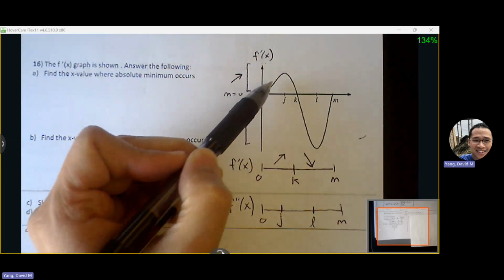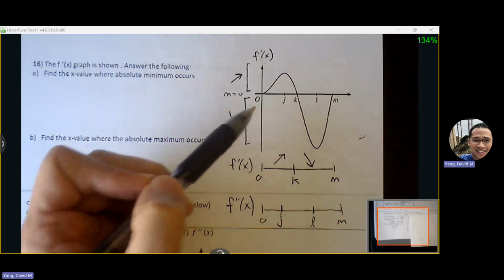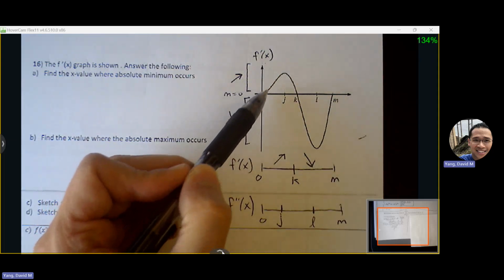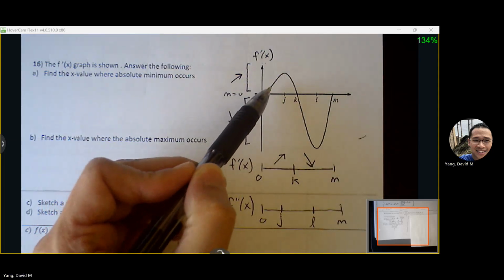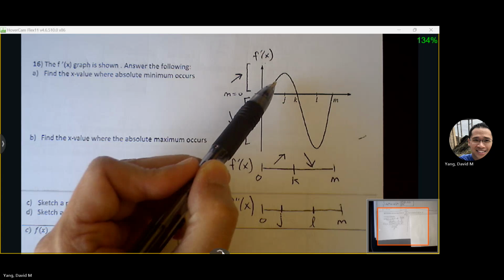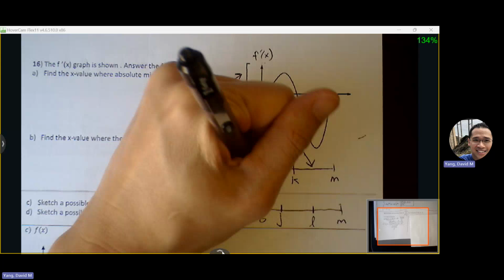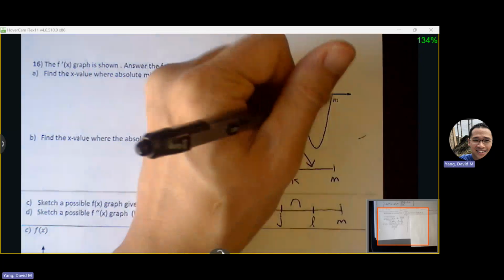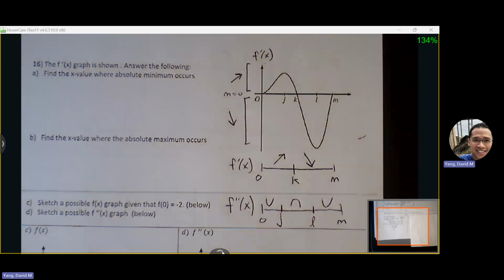Now, if we're trying to determine concavity, we look at the slope. Positive slope on the f prime graph means concave what? Concave up. Positive slope, concave up, yeah. Negative slope on my f prime graph is concave down, and then positive slope is concave up.